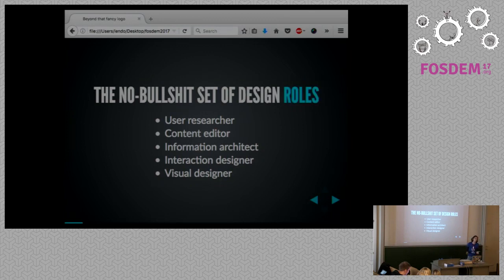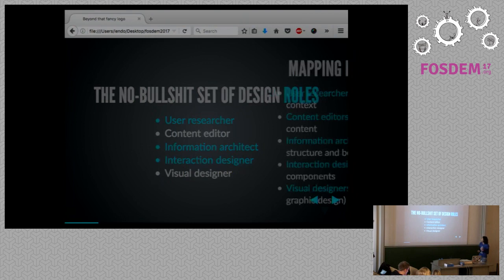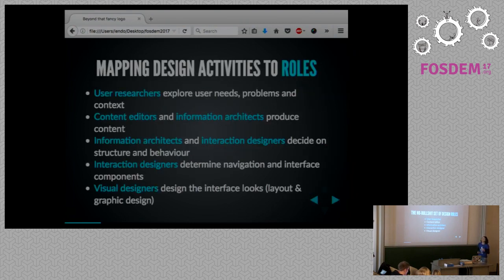Now it is important to highlight that this is not people. These are roles. And these roles can be performed or played by one person, a single person, or a few people. For example, in my daily job, I play these roles: the role of user researcher, information architect, and interaction designer. Now, this is how the design activities map to roles. This is what each of those people do.